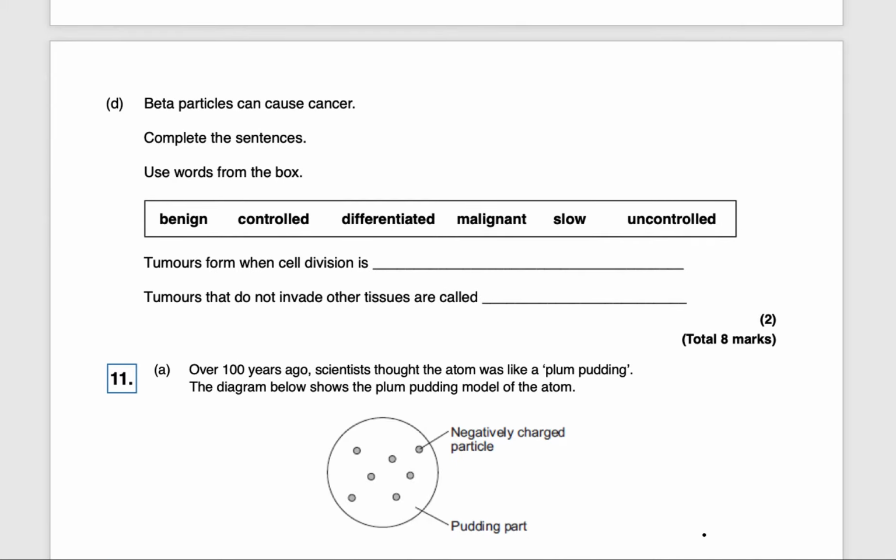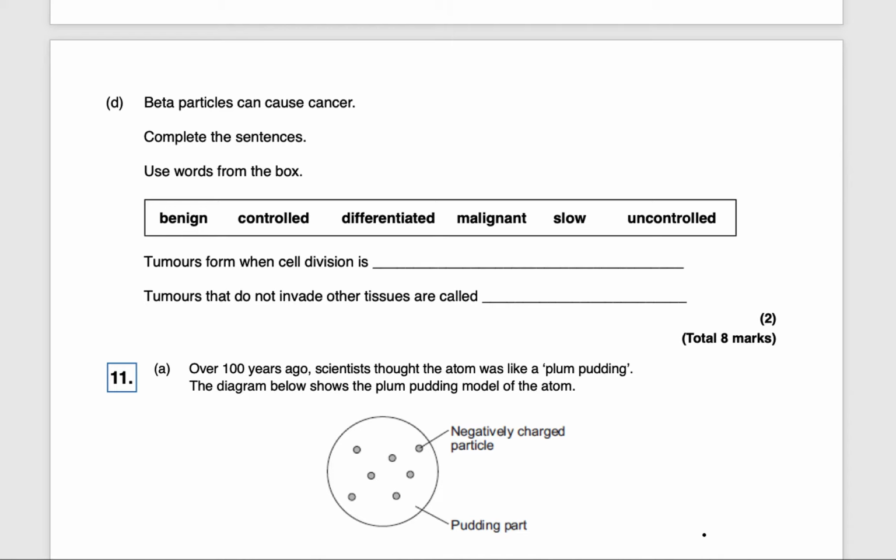Next question. Beta particles can cause cancer. Complete the sentences. Use words from the box. Tumors form when cell division is what? Tumors that do not invade other tissues are called what? So this is linking back to biology. Tumors form when cell division is what?